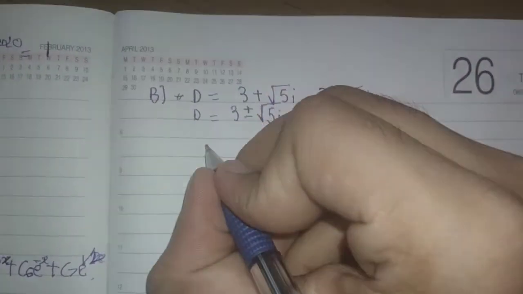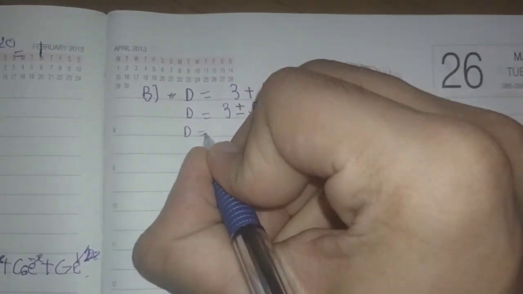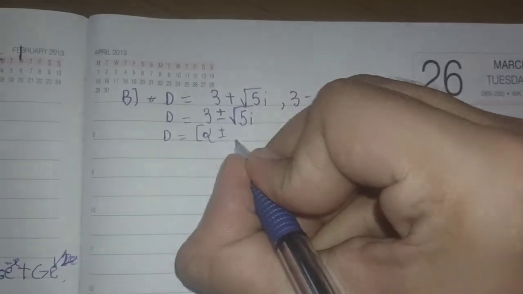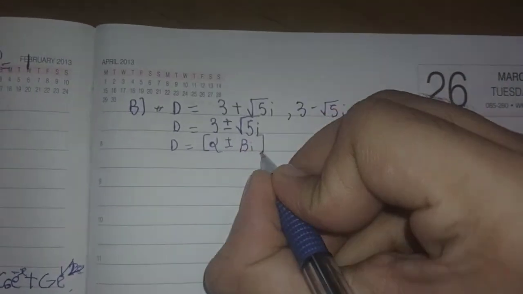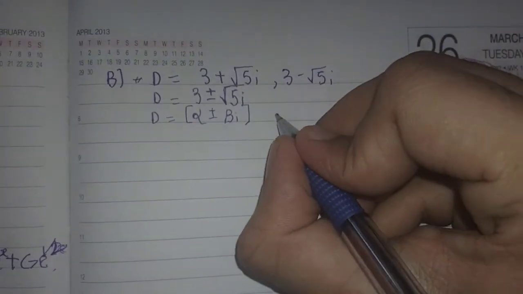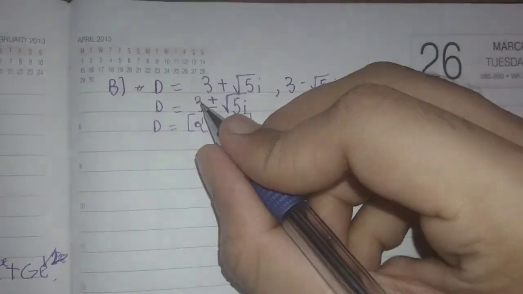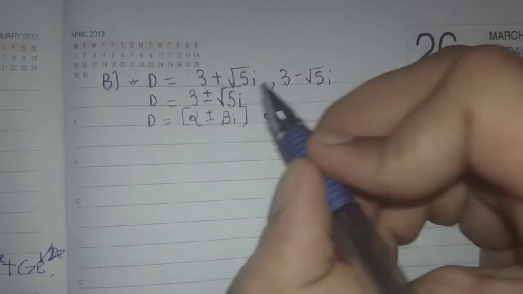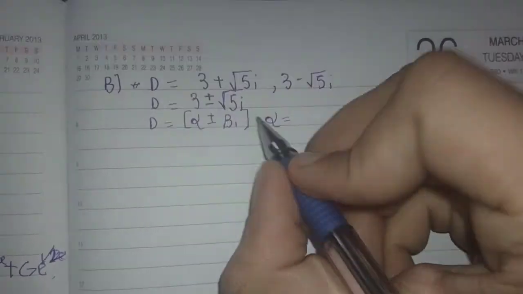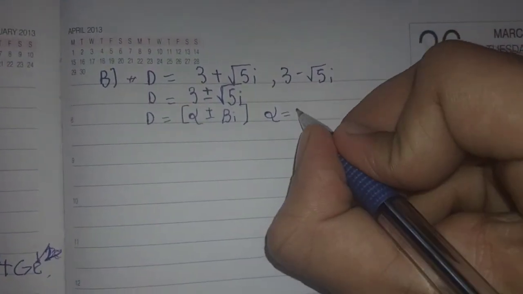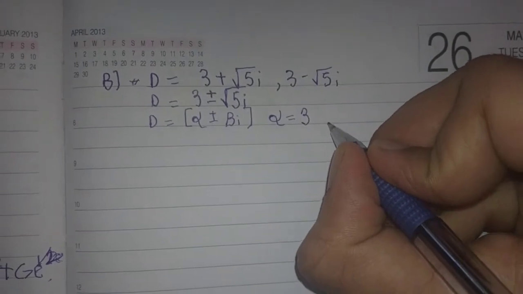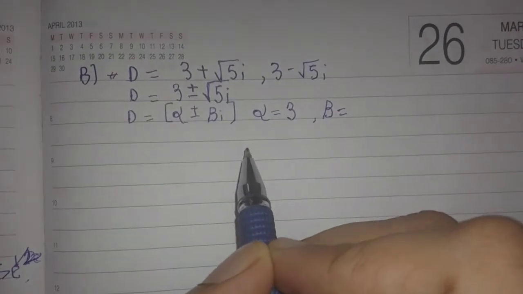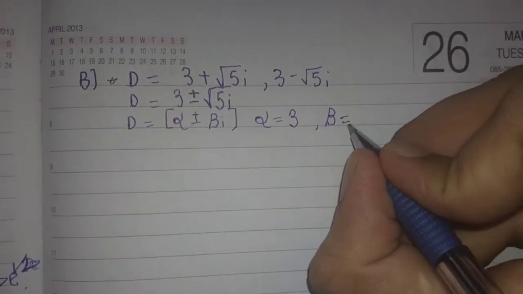Now comparing it with d is equal to alpha plus minus beta i to get the values of alpha and beta. Now what is the value of alpha here? The value of alpha is the term which is not associated with i. 3 is not associated with i, so the value of alpha is 3. And what is the value of beta? The term which is associated with i. So it is root 5.